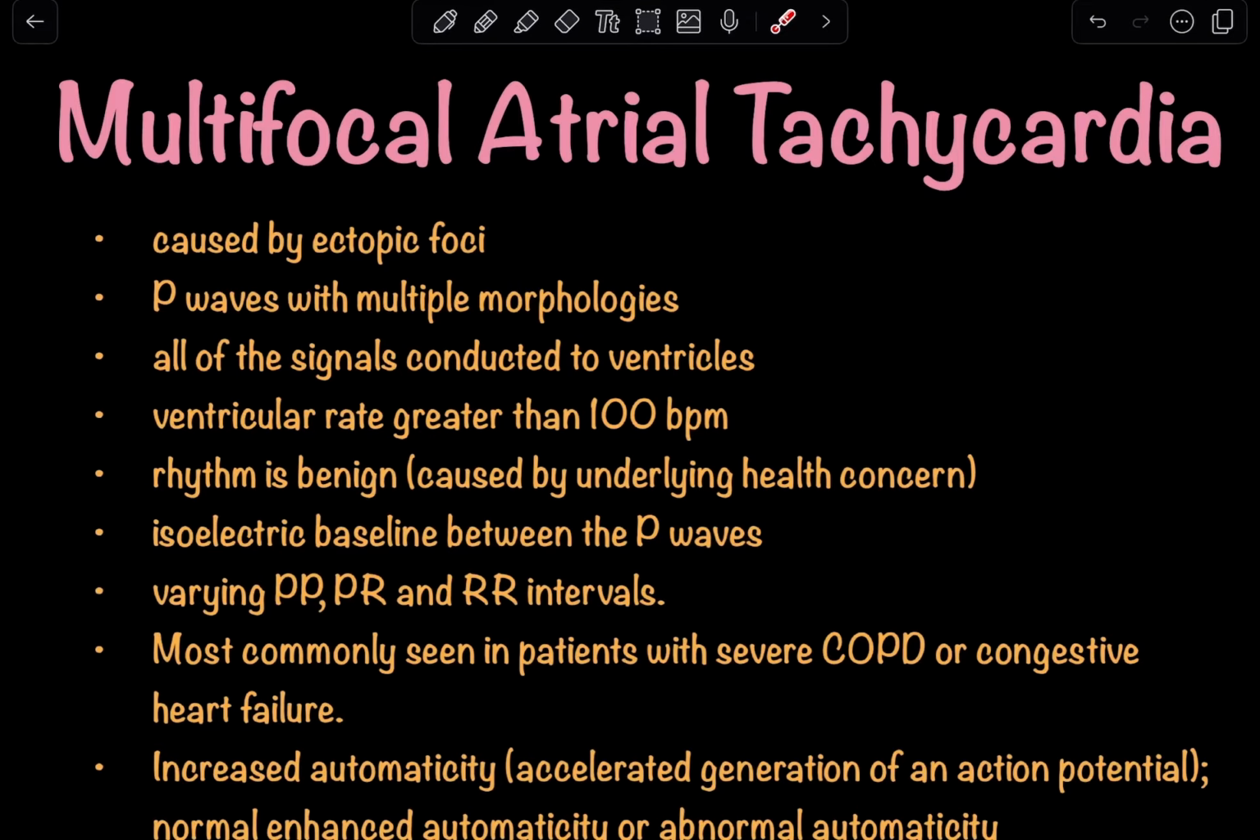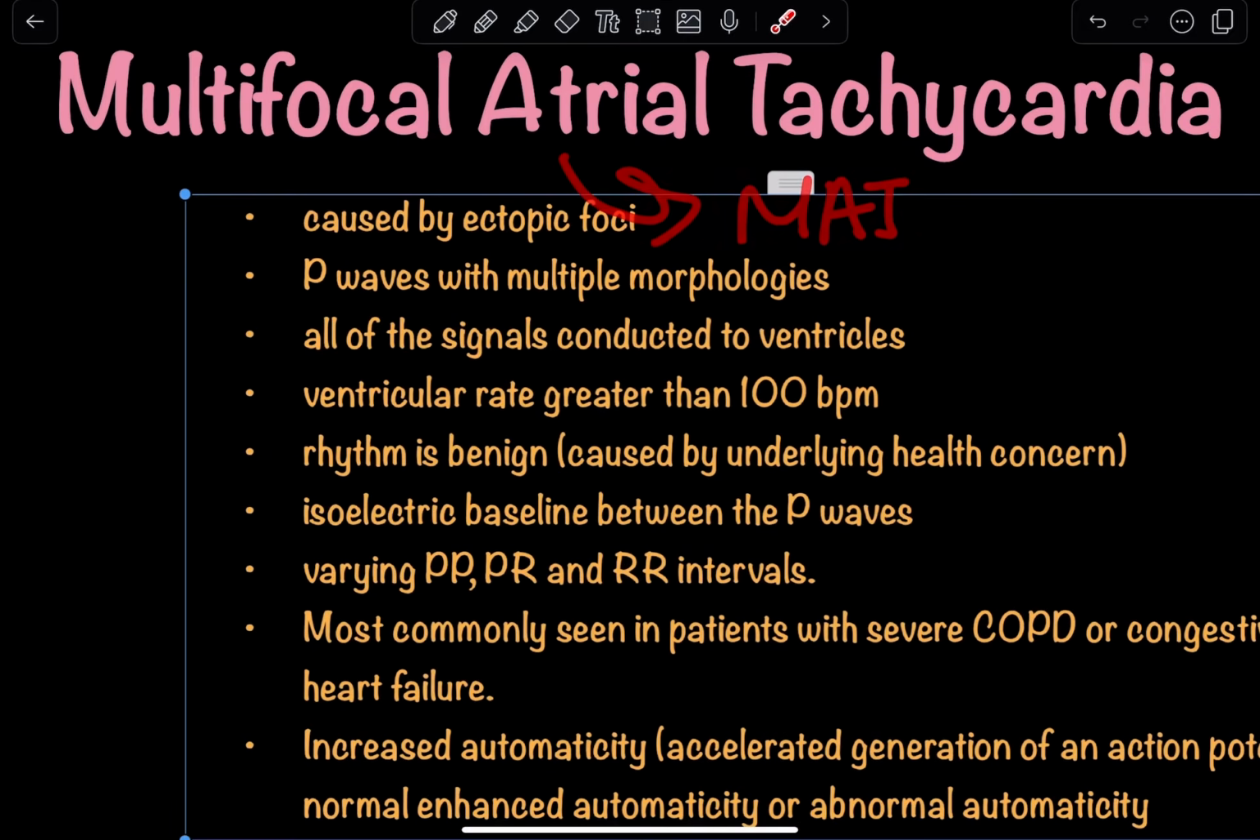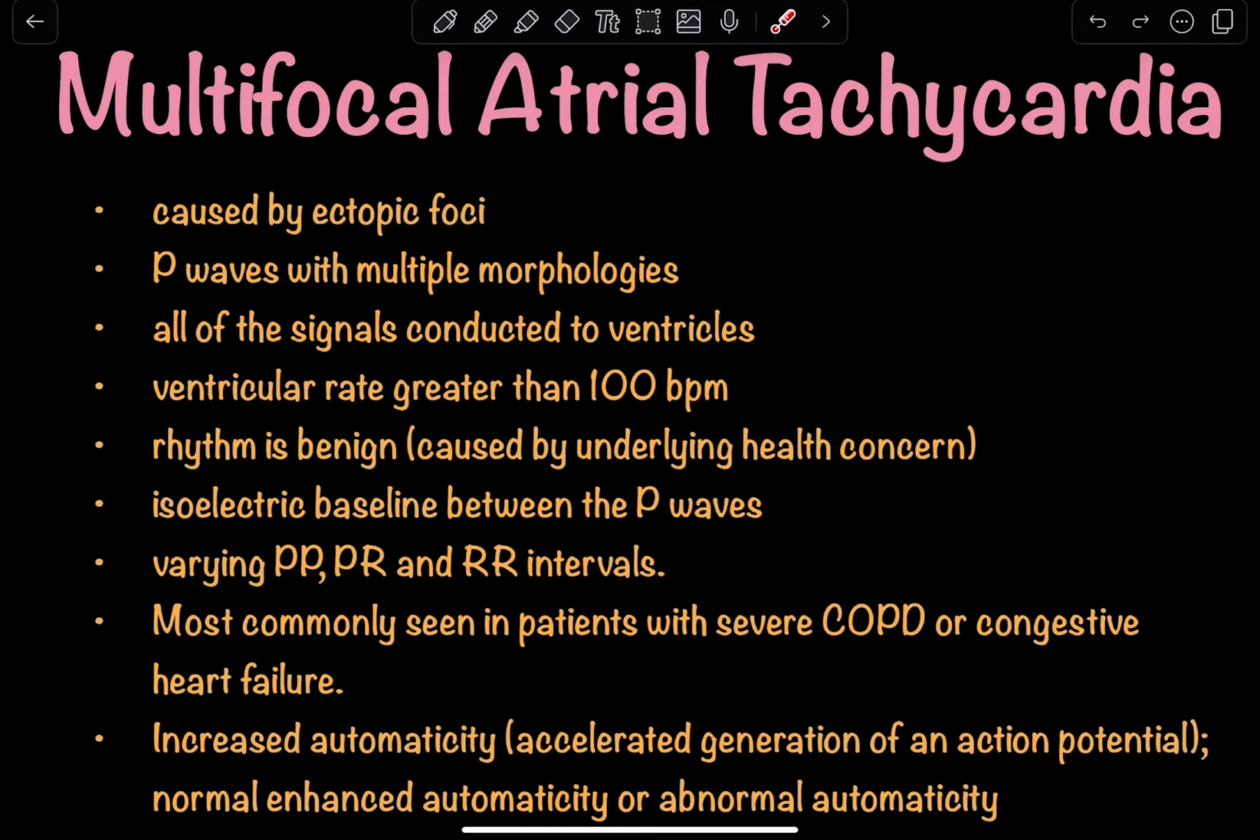So here we're going to understand multifocal atrial tachycardia, which can also be referred to as MAT, M-A-T. Now, this is another arrhythmia. Previously, we went over two other arrhythmias, atrial flutter and atrial fibrillation, and we'll see a compare and contrast at the end of this video of the two ECGs. Now, multifocal atrial tachycardia, MAT, is another arrhythmia, and once again, arrhythmias are when we have an abnormal heart rhythm. And MAT is caused by ectopic foci.